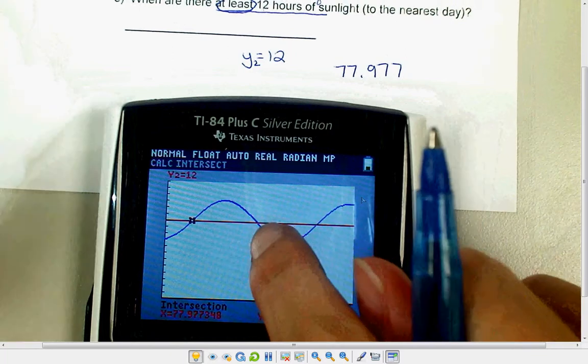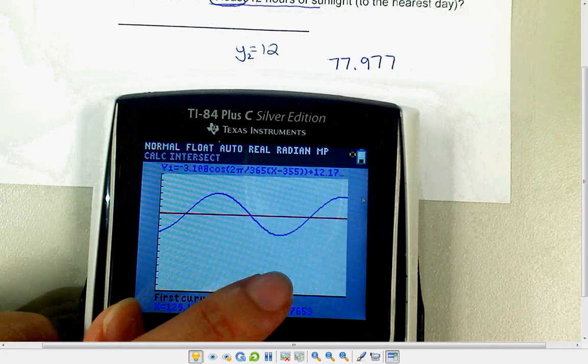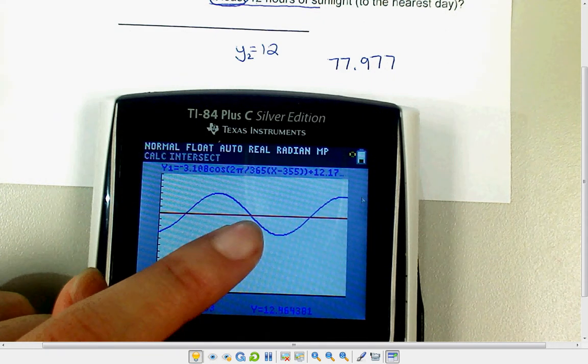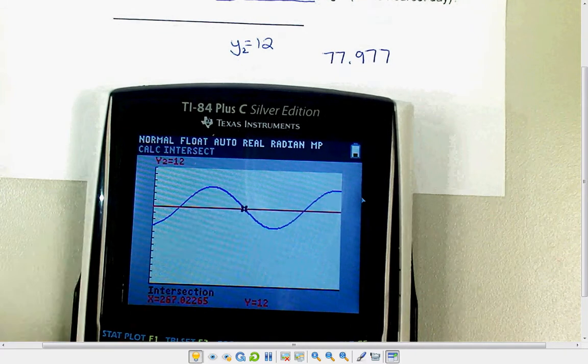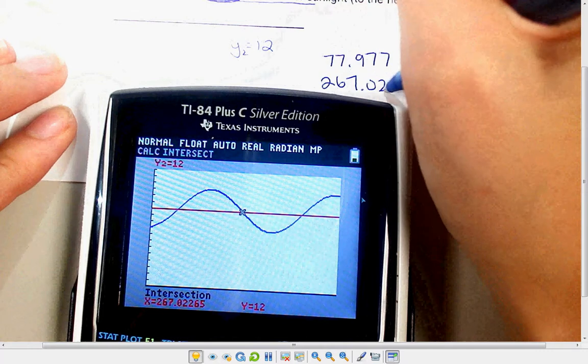I'm going to go and find my second one now, so second trace, intersect. Now I'm going to move my cursor over to this one. Again, press enter, enter, enter. This gives me an intersection point of 267.023.